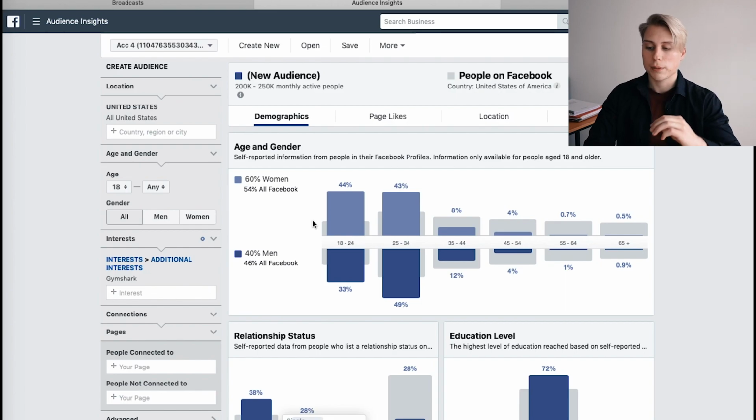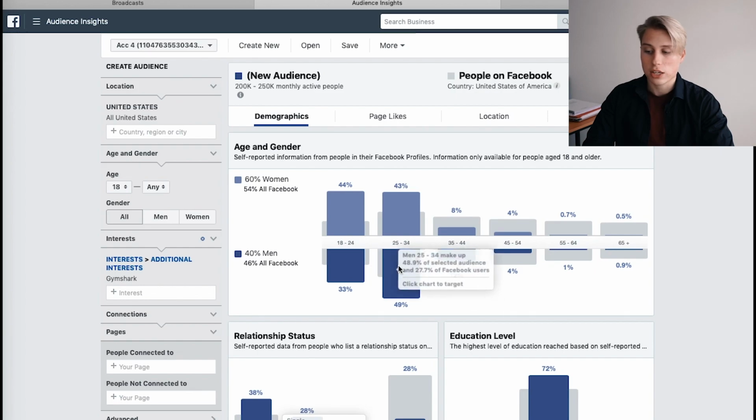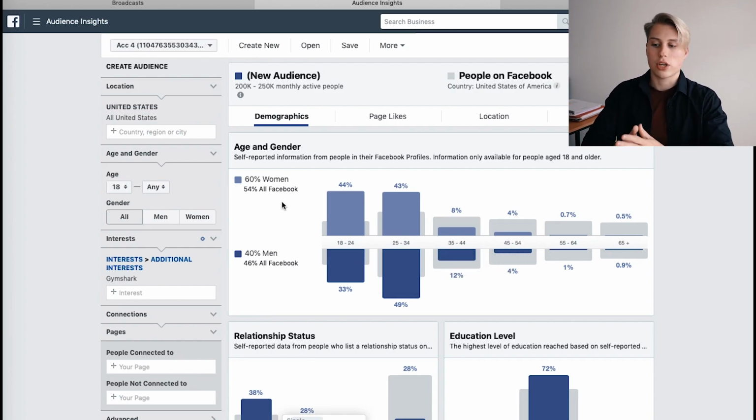But if you were showing leggings in general, you may find it interesting to see that there is actually a pretty good split between men and women. Then that would indicate that you want to go both men and women and run them against each other and see. However, that won't always be the case.